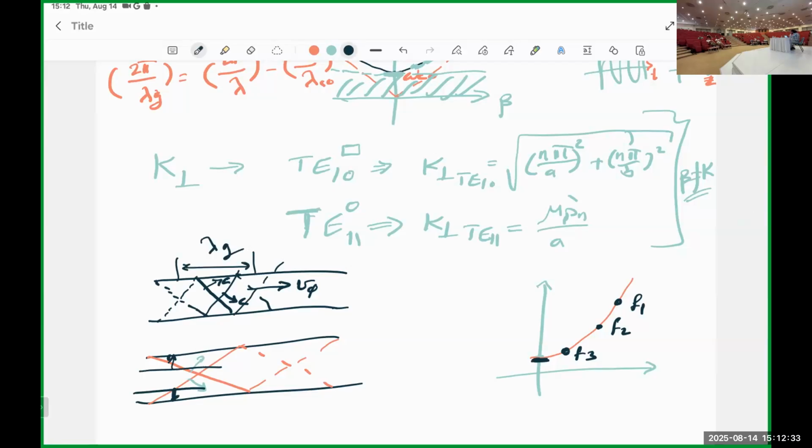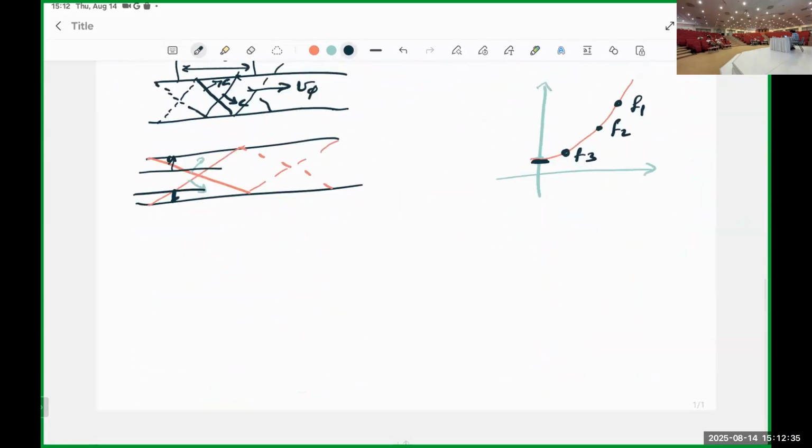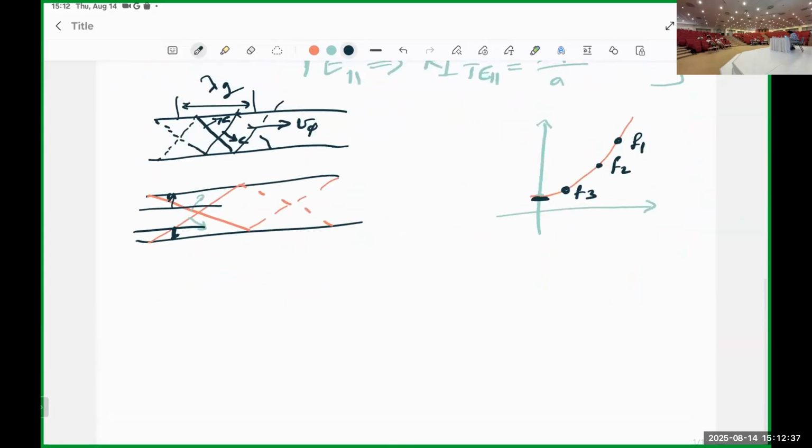Okay, so this is good enough. Now I can move more toward the slow wave structures and the field representation for that. So let me go ahead and switch back to the PowerPoint.